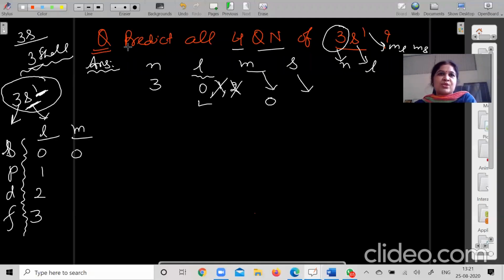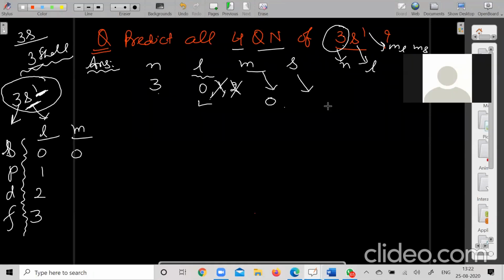Start. So the question is this: predict all 4 quantum numbers of the 3s1 configuration. You can calculate this number, what is it? This is called N. This is called L. So N is 3, L is 0. If L is 0, M will also be 0. And what will be the spin quantum number?